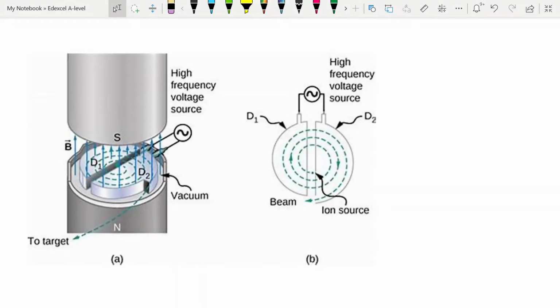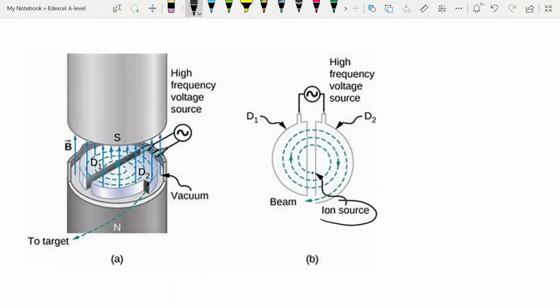Here is our cyclotron, the second of our particle accelerators that we need to be able to describe. This one has come up as a 6-mark question on a couple of occasions. The linac has not, because this one uses both electric and magnetic fields, which makes it a favorite of examiners because you have to be able to use all the principles. Okay, so let's have a look.